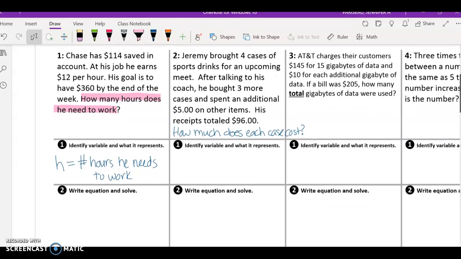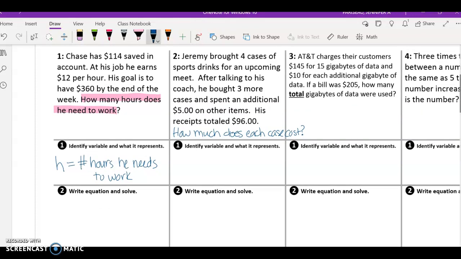Now that we've identified what we need to find, let's go back into the problem and take a look at what it gave us, and make sure the information is important and how we're going to use it. Chase currently has $114, like he has that right now. He's going to earn $12 per hour, and his goal is $360. This is by the end of the week, so that's the end result.